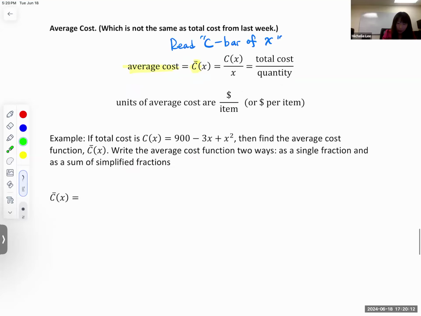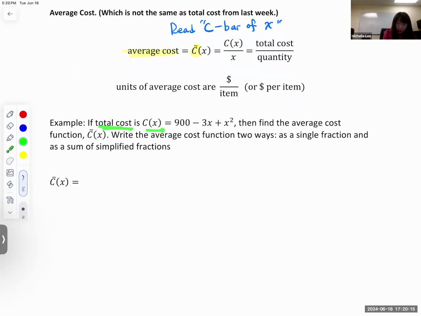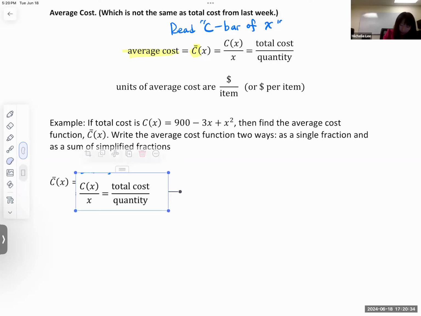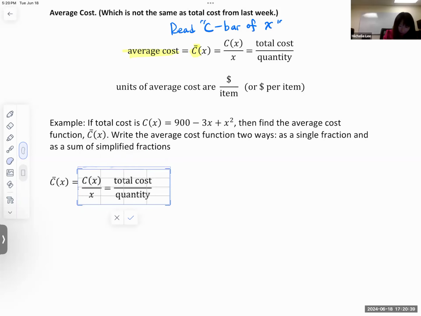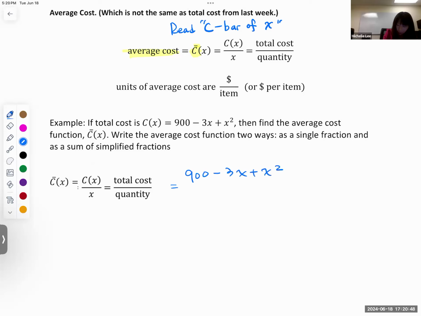All right, let's do this one. If the total cost is this one, the cost function, then find the average cost C bar of x. Here we go, right? So let me just copy that. Okay, now this will be C of x, which is 900 minus 3x plus x squared all over x.